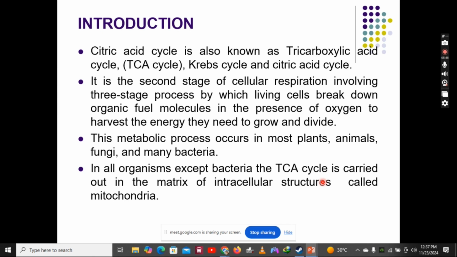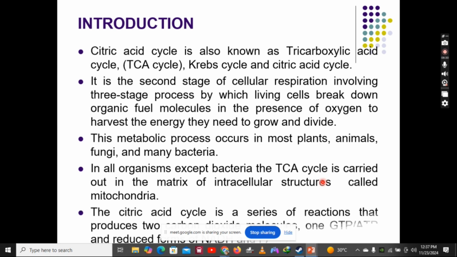When you look at glycolysis, if you remember, glycolysis takes place in the cytosol, in the cytoplasm of the cell. But the citric acid cycle, in most organisms except bacteria, takes place in the mitochondria, the intracellular organelles. We know the mitochondria is the powerhouse of the cell. This is where the TCA cycle takes place in most organisms except bacteria.